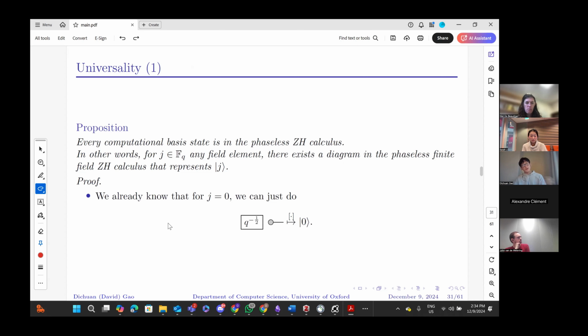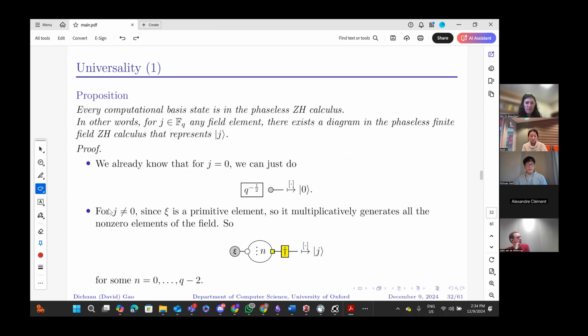So first we start with 0, and 0 is fine because we already know that this is the additive identity. Then for any non-zero j, we use the fact that psi is primitive, so that we know that some power of psi, we can raise psi to any power using this diagram, is going to give you the computational basis element j. So, okay, we do have all the computational basis elements.